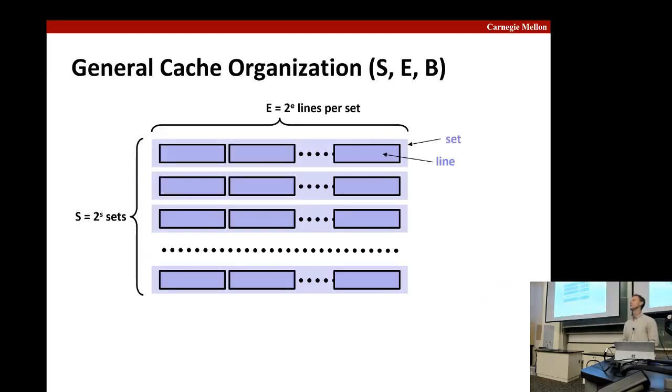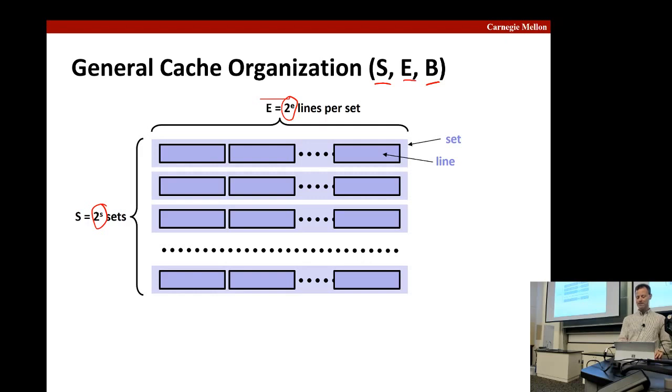All right, so let's talk some more about caches. Caches can be organized in various ways. Here we're going to define these terms, S, E, B. S is the number of sets, and E is the number of lines per set. They're both powers of 2. And the choices for E and S vary from processor to processor.